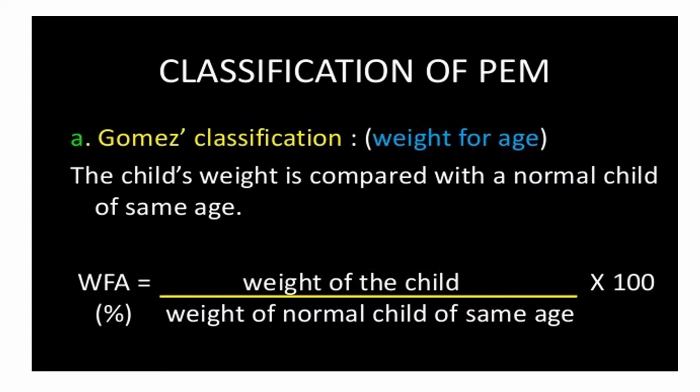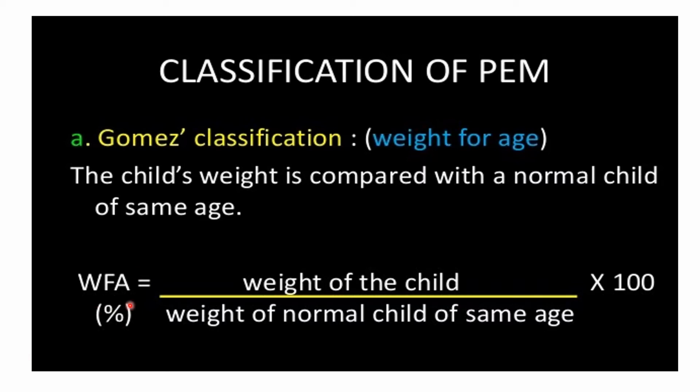Okay, then how is this percentage calculated? We saw that percentage, no? How is that percentage calculated? In the Gomez classification, the child's weight is compared with the weight of a normal child of the same age.